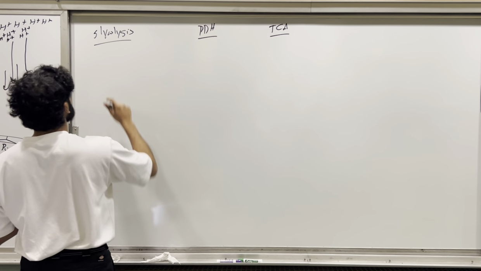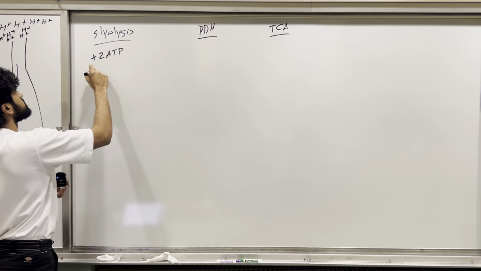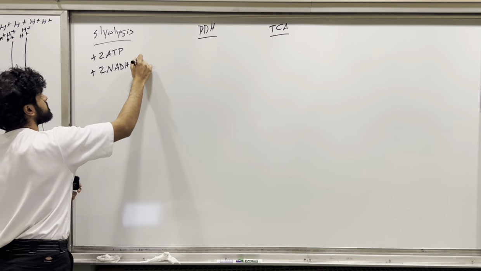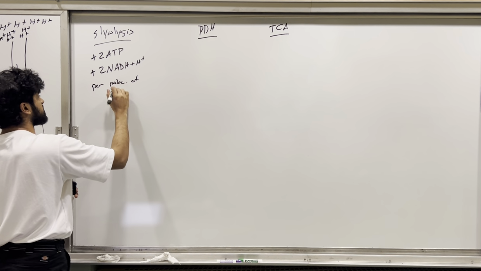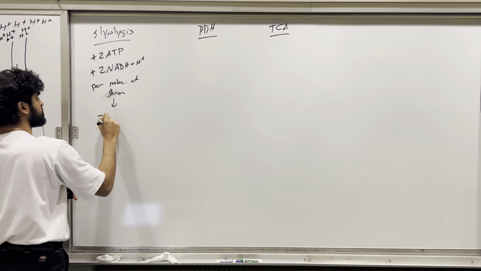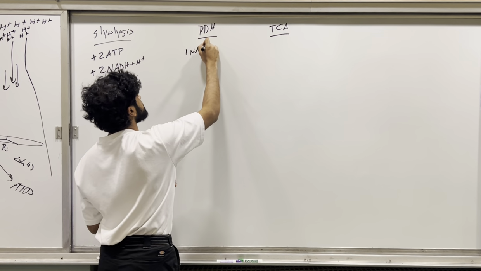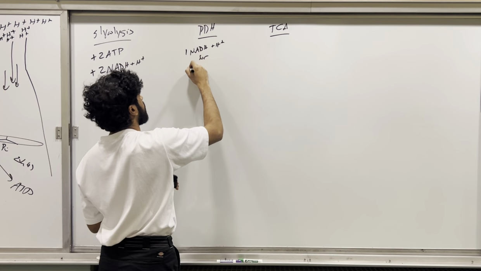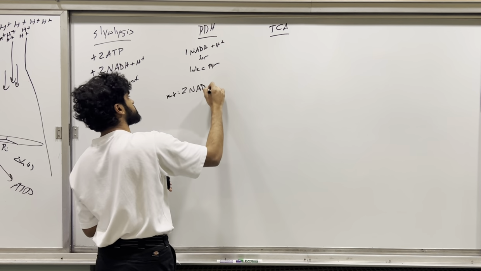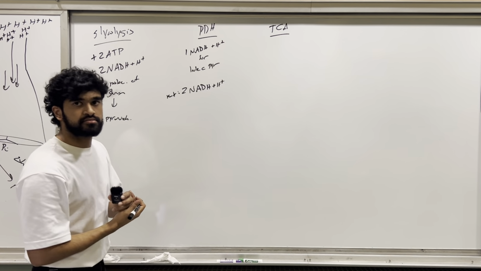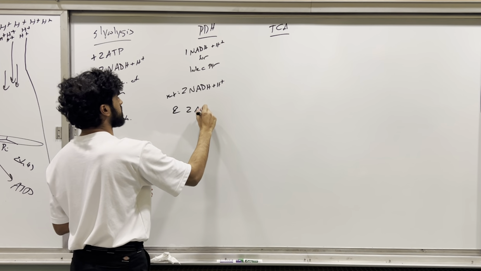Glycolysis gives us 2 ATP per molecule of glucose, and it makes 2 pyruvate. PDH gives us 1 NADH, H+, for 1 molecule of pyruvate. So it gives us net 2 NADH, H+, and 2 acetyl-CoA.